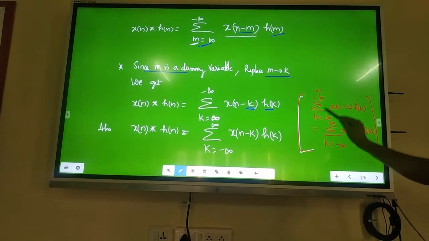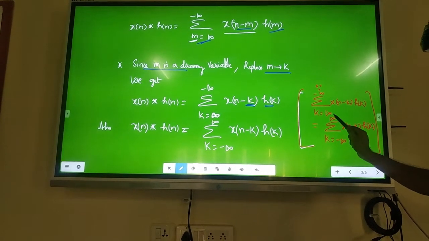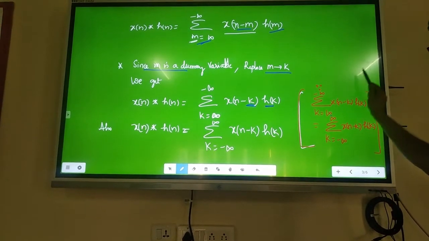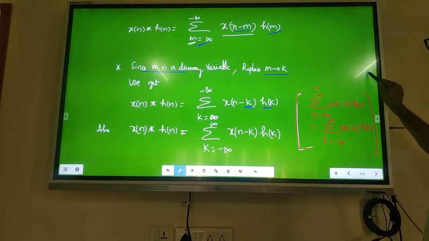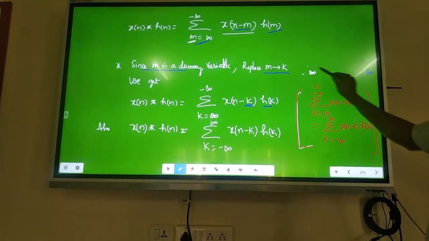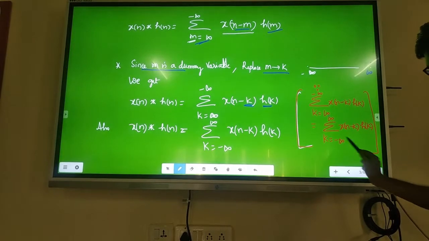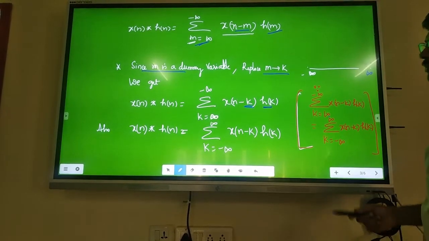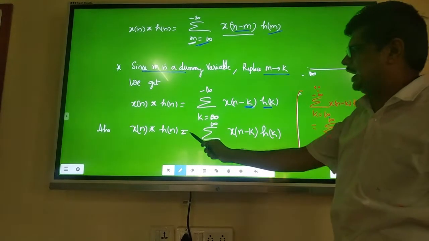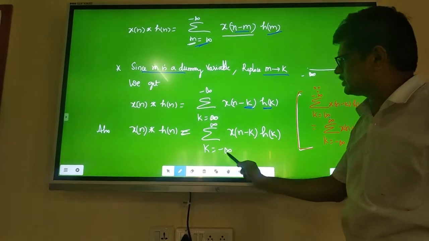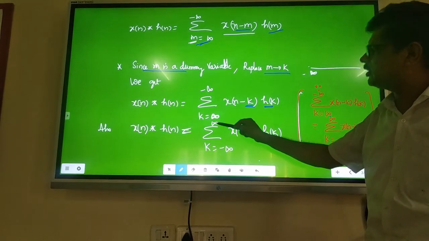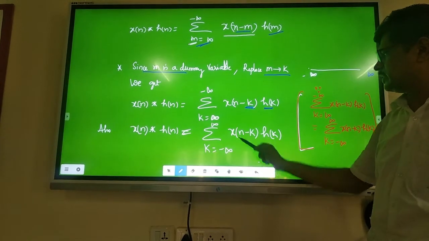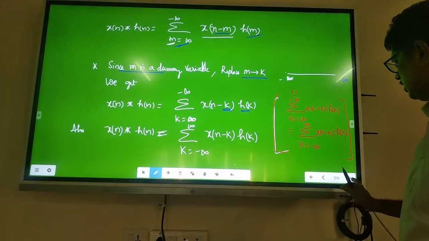See, there is a formula: the summation over k from plus infinity to minus infinity is the same as from minus infinity to plus infinity. No change, right? This is discrete. That is a formula. Let me apply that. Then the RHS is equal to the summation k equal to minus infinity to plus infinity, this is reversed, x of n minus k into h of k.